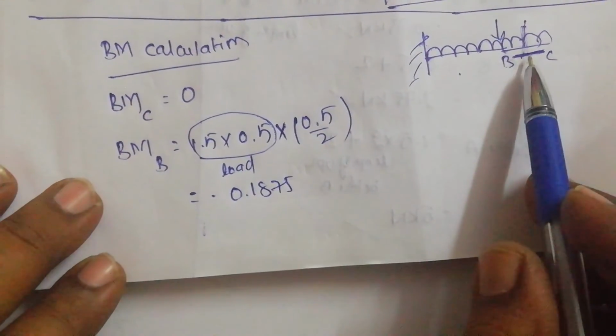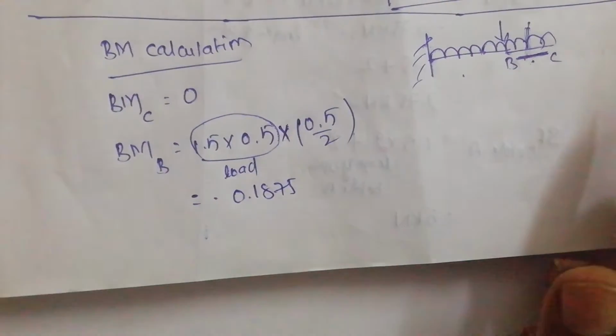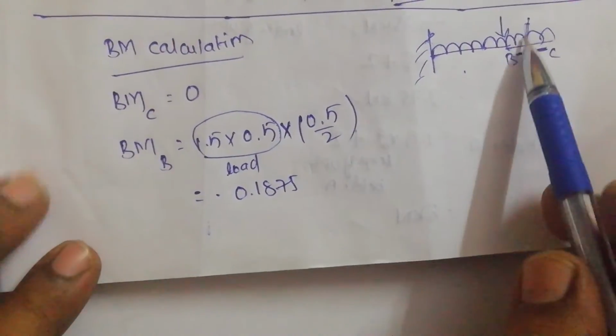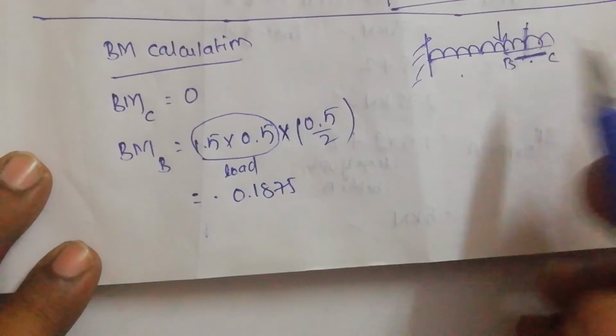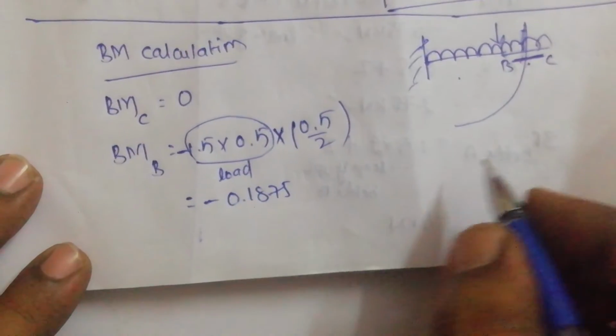I have told that you have to consider the sign convention also. Once you have solved the problem, you have to check whether this is correct or not. Once I am done, I am checking the sign. In which way is it trying to rotate? It is trying to rotate in clockwise, so I am giving minus.